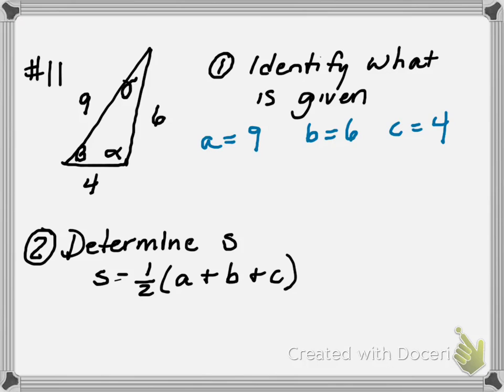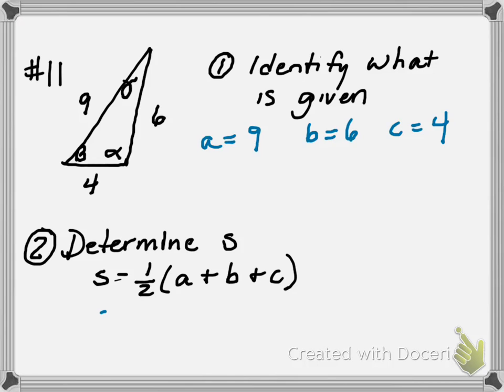All right? Now, once you've identified what is given, the next thing you want to do is find out what S is. So you're going to use the formula S equals 1/2 the quantity of A plus B plus C. Now I'm going to ask that the video be paused for about 3 minutes so that you can determine what S is, and then we'll proceed from there.